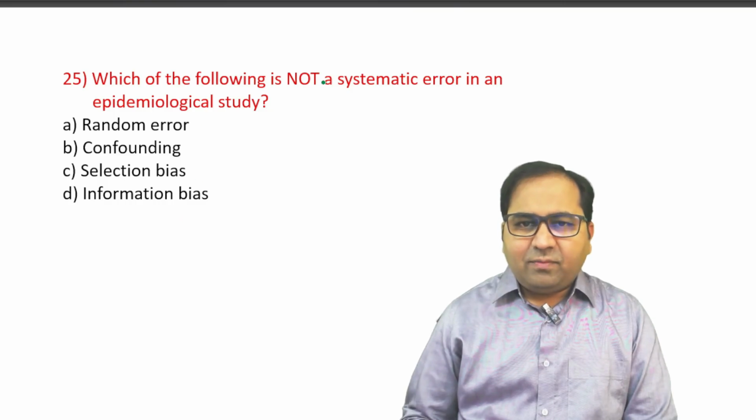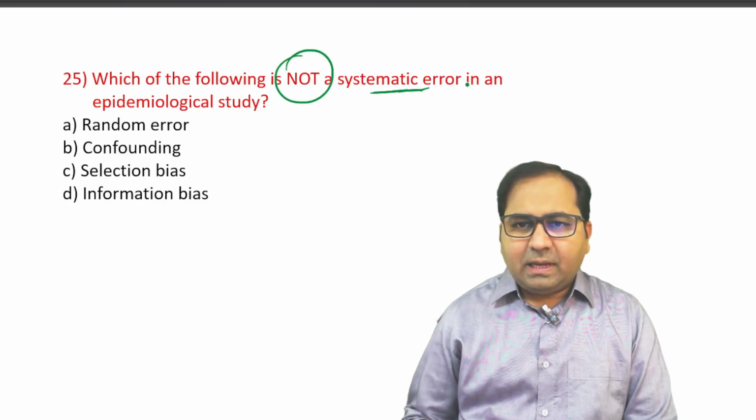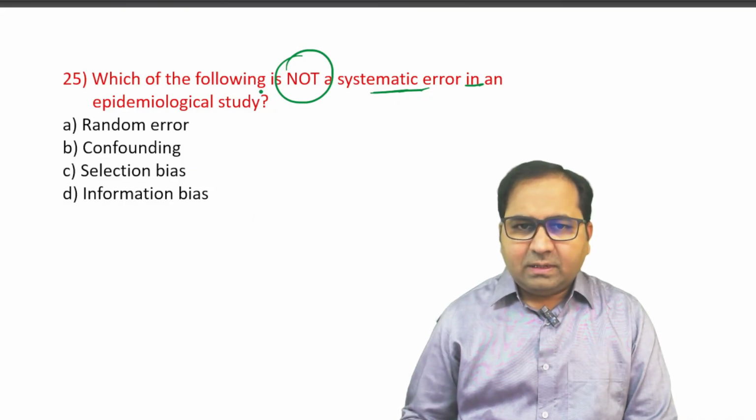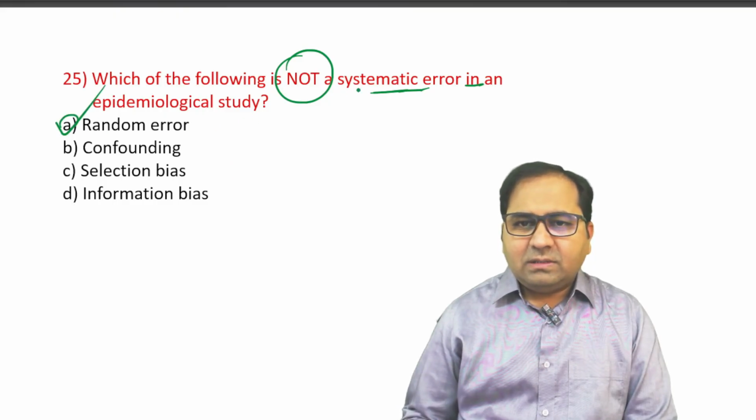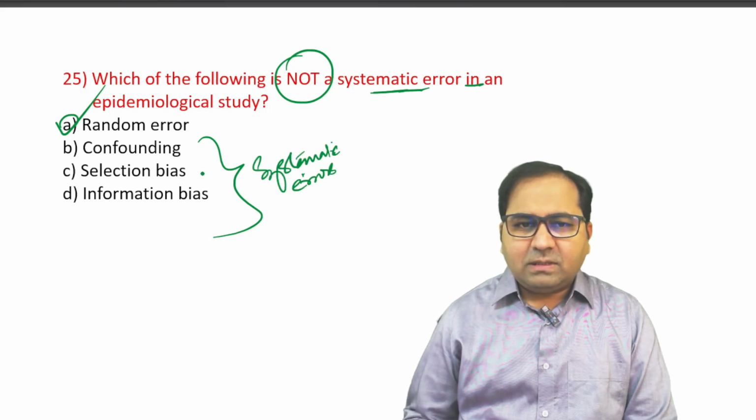Next question. Which of the following is not a systematic error in an epidemiological study? The options are A. Random error, B. Confounding, C. Selection bias, or D. Information bias. It is a very simple question. The answer for this question is A. Random error. Random error is not a systematic error because all the others are systematic errors. You have selection bias, information bias, and confounding all come under bias. So they are grouped under systematic errors. Random error is a different entity.